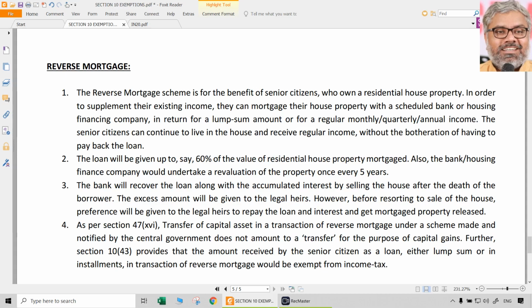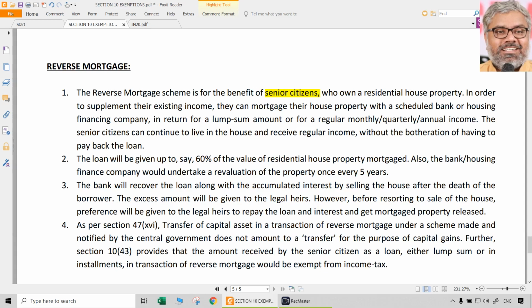Before going to that land pooling thing, reverse mortgage is a very important theory question, and a separate question can be asked. What is this transaction? What is mortgage normally? Mortgage means I have an asset, I keep it as security in the bank, and I take a loan. That's what we normally call a mortgage. But this is reverse mortgage. And this is only given for the benefit of senior citizens, meaning the person must be at least 60 years old. Otherwise, there is no reverse mortgage.